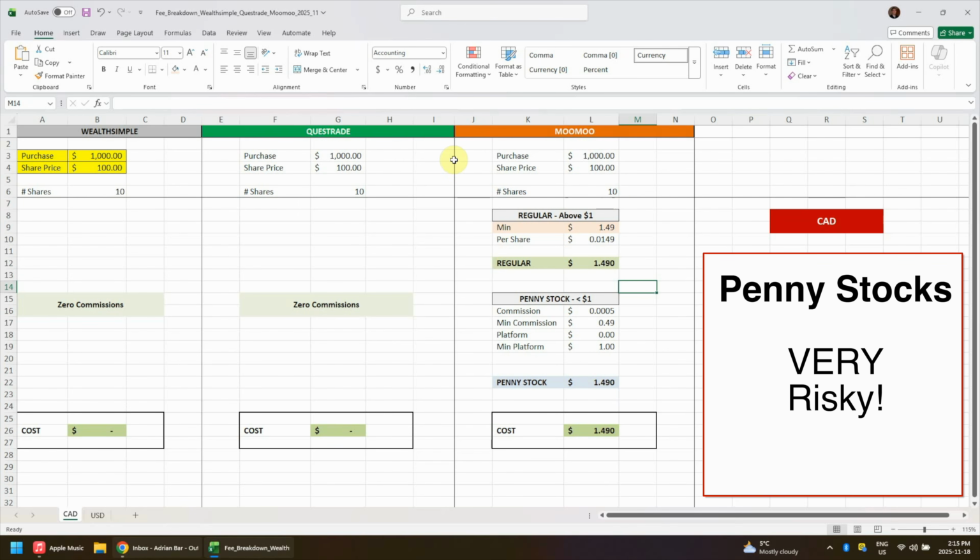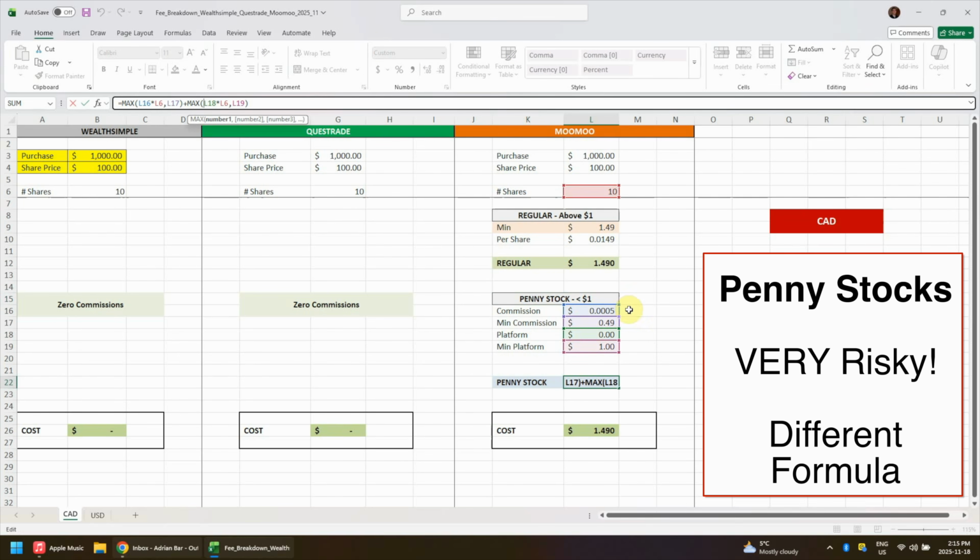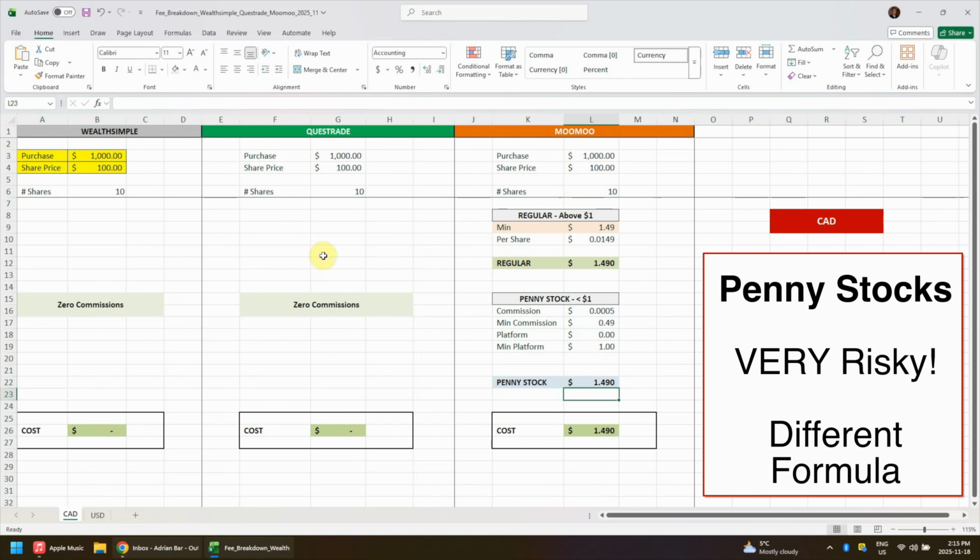Now when it comes to penny stocks, there's a different formula. I don't recommend penny stocks. They are incredibly risky, and odds are you'll lose your money. If you want to take the risk and buy stocks with a share price below $1, here's the new formula that kicks in. And that's a good thing. It saves you money. Here's a cool example.